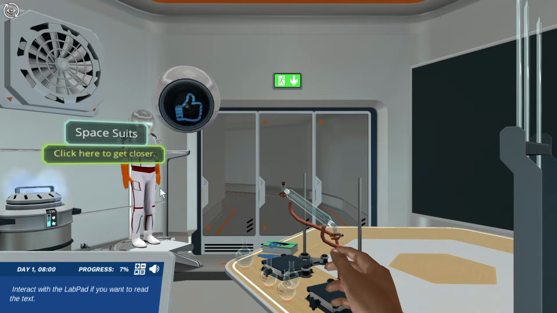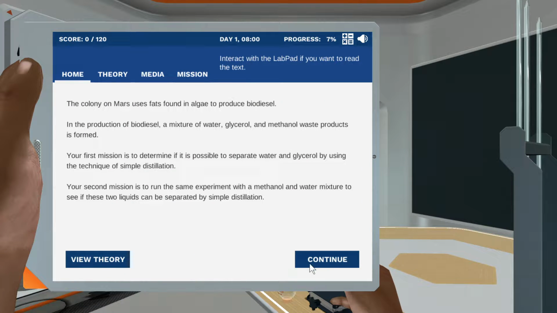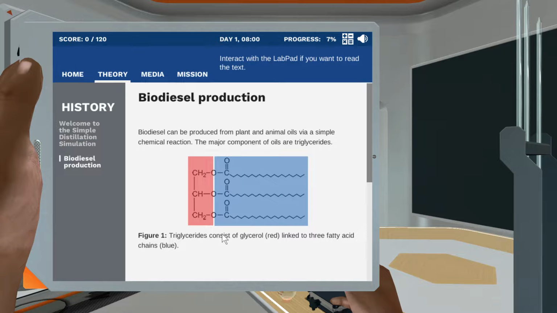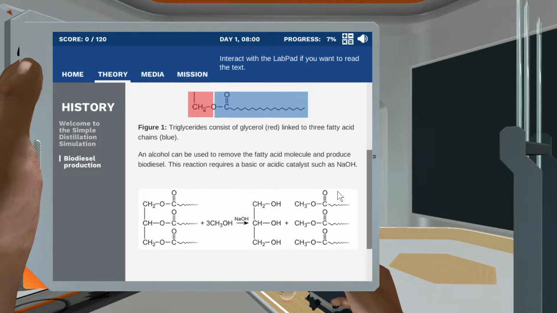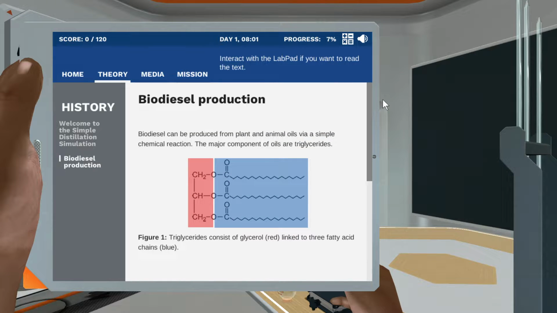The colony on Mars uses fats found in algae to produce biodiesel. In the production of biodiesel, a mixture of water, glycerol, and methanol waste products is formed. Your first mission is to determine if it is possible to separate water and glycerol by using the technique of simple distillation. Your second mission is to run the same experiment with a methanol and water mixture to see if these two liquids can be separated by simple distillation.